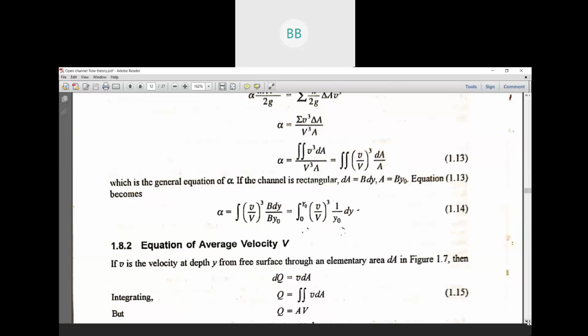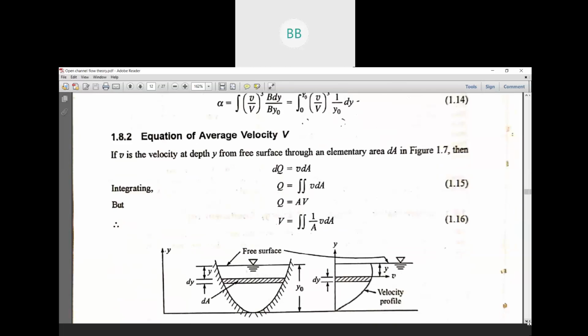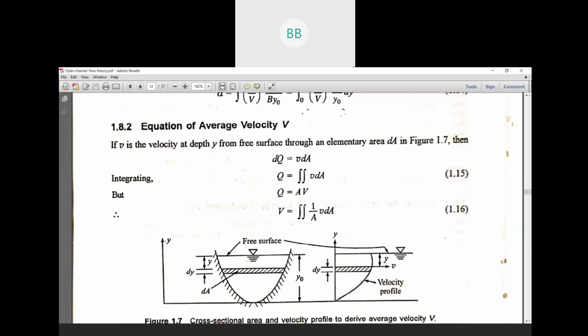So next topic, we are going to discuss the average velocity. The derivation for average velocity is similar to your alpha or energy coefficient that we have already discussed. Here also, you can see that figure number 1.7.